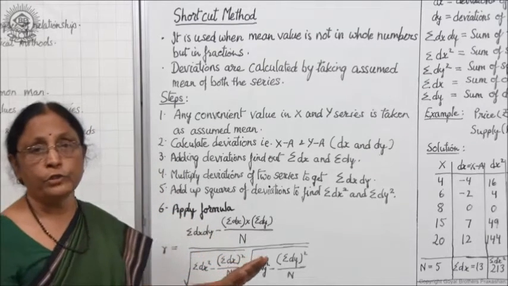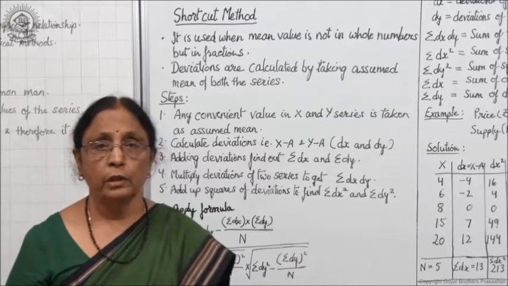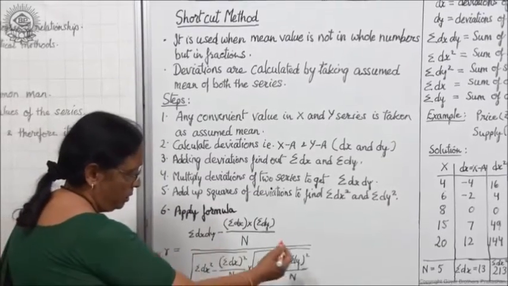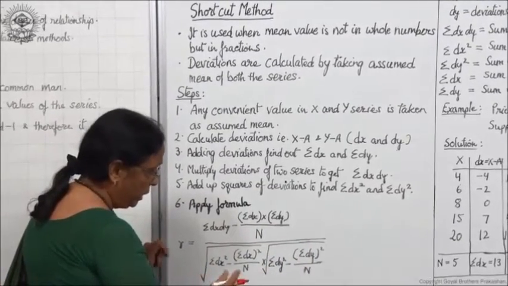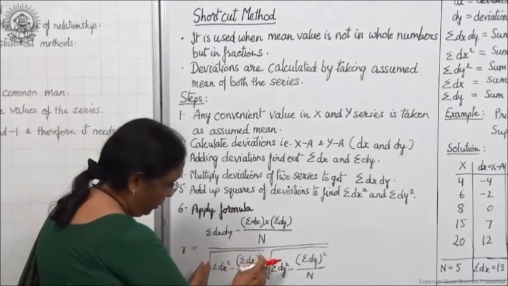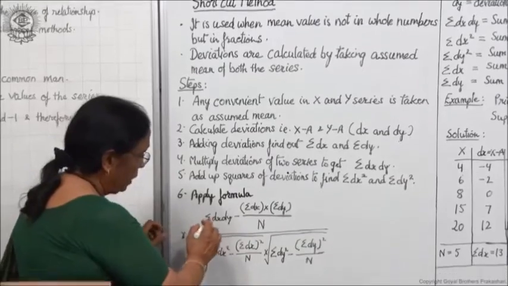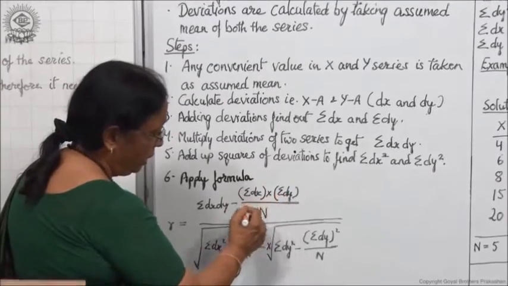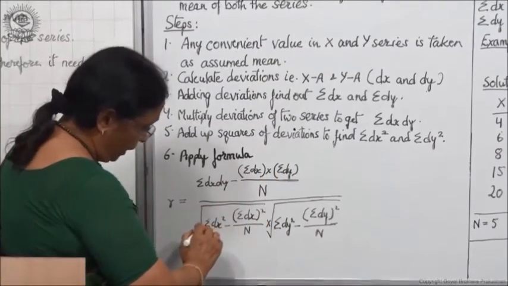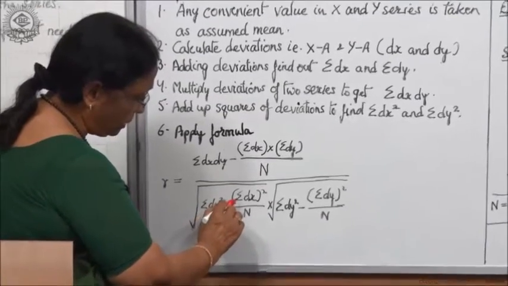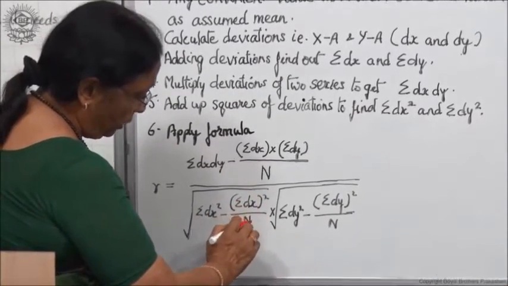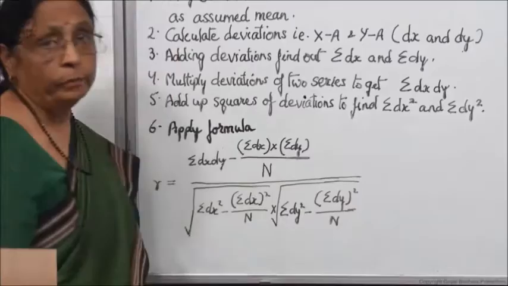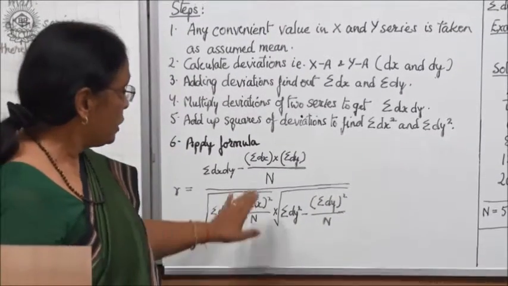This is the formula for assumed mean. Don't apply this formula for actual mean. Apply this formula in the case of assumed mean. This is a little big formula, but it is easy. Here also, if you learn one part of it, you can make out the other part also. Sigma dx dy minus sigma dx into sigma dy upon n, divided by under root sigma dx square minus sigma dx whole square upon n, into sigma dy square minus sigma dy whole square upon n, right? So this is the formula.